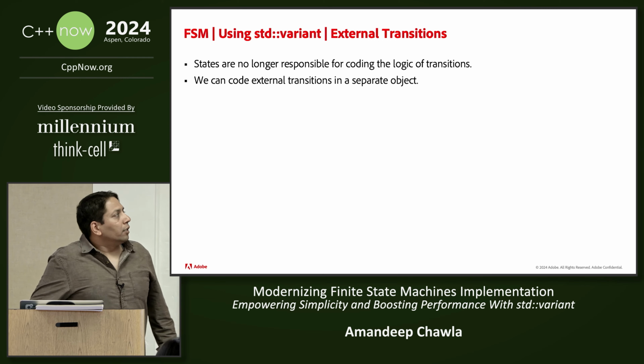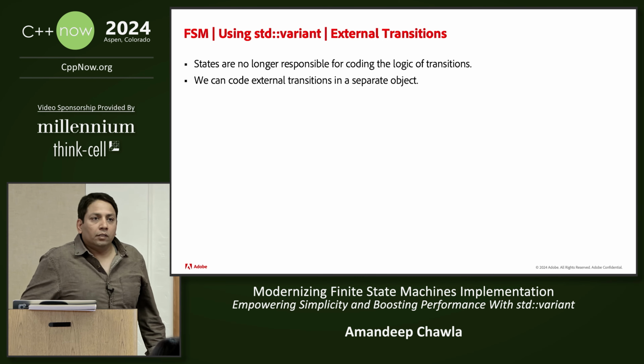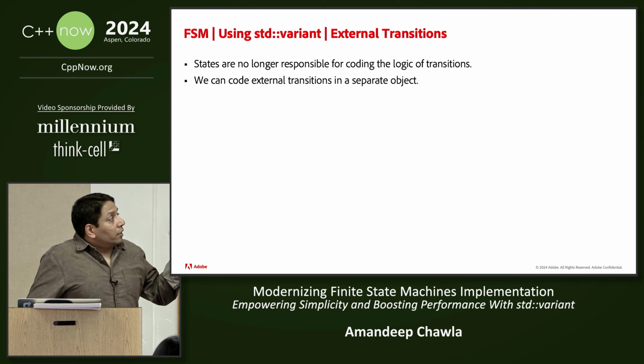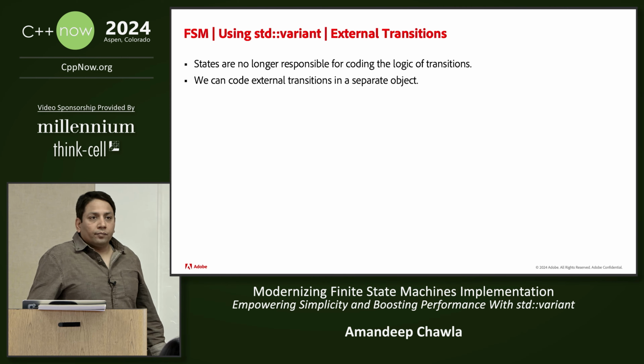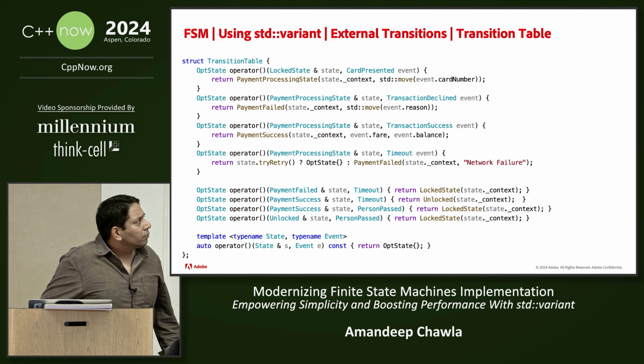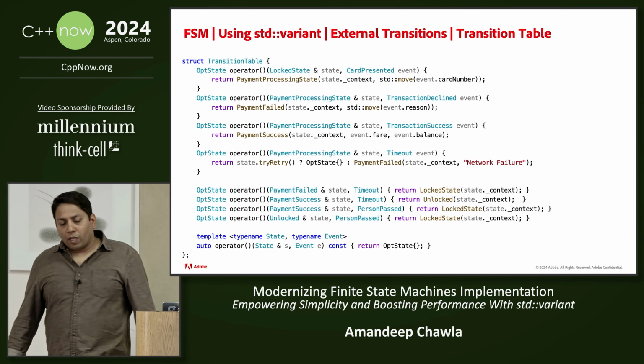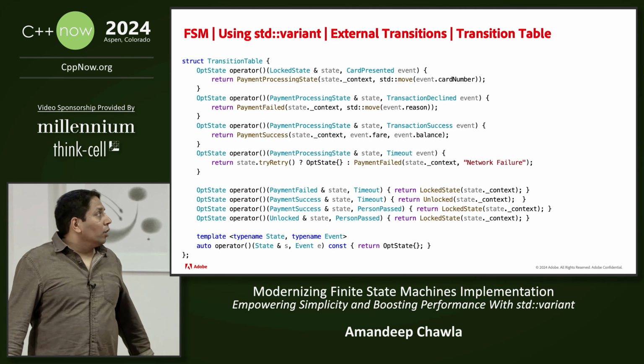So we can code external transitions in a separate object. All the process functions we can remove from our states, otherwise the state remains the same. And the external transitions are in a separate object. And how does that separate object look? A simple transition table. So it has all the transitions.